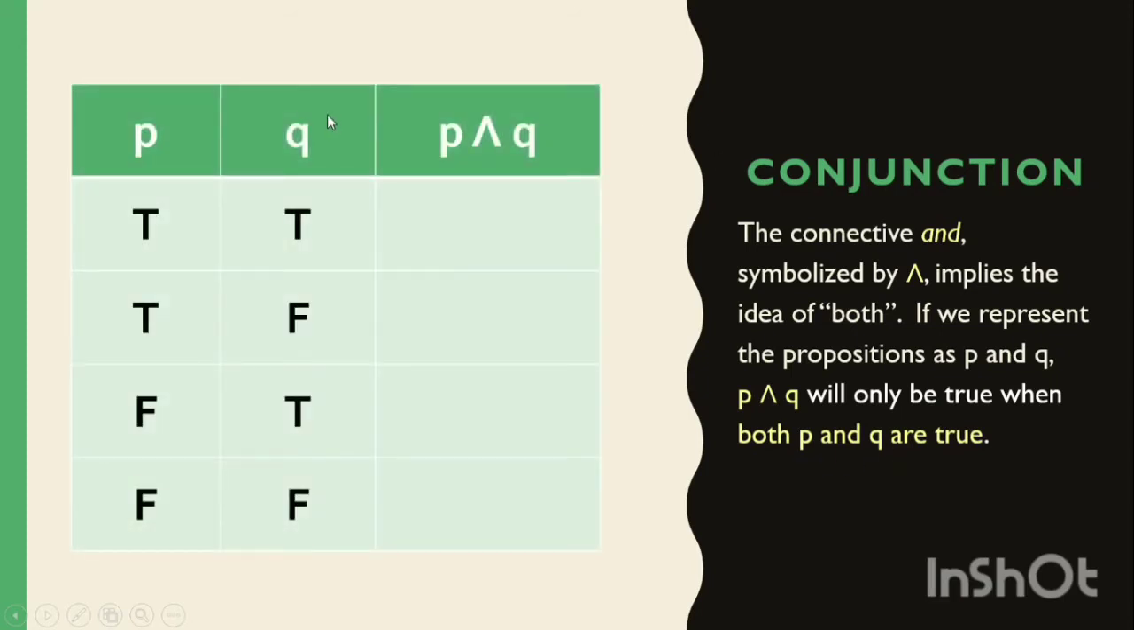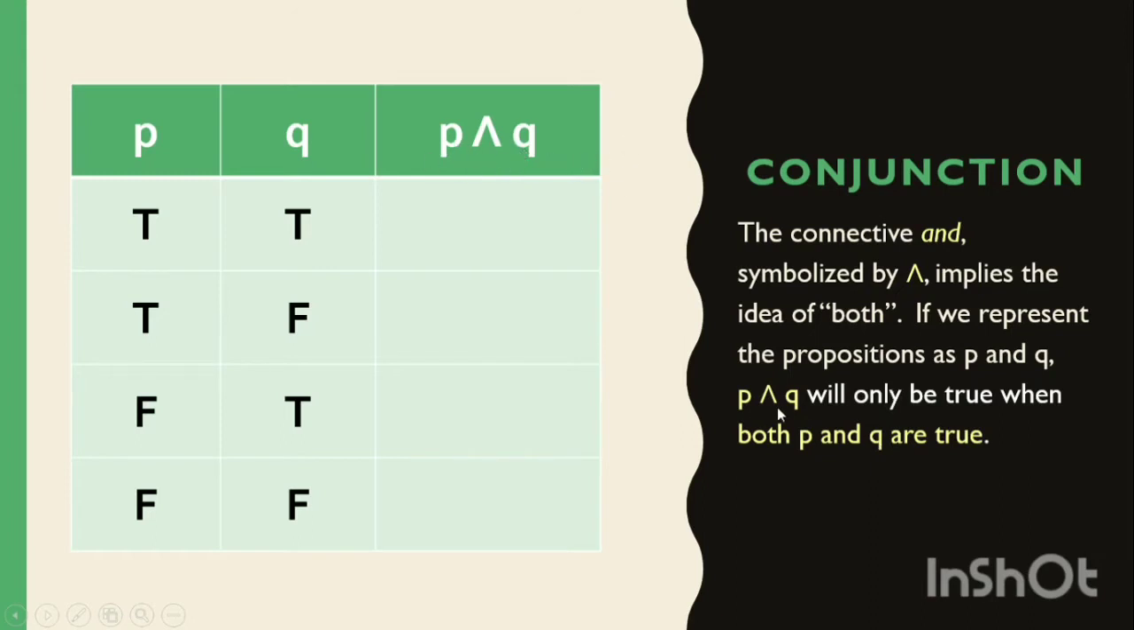Example. So we have here a table. We have here P. Then we have here Q. These are all the possible combinations that P and Q could have in their truth value. P and Q could either be both true, P could be true and Q could be false, P could be false and Q could be true, and P and Q could be both false. So P and Q will have the following truth values.